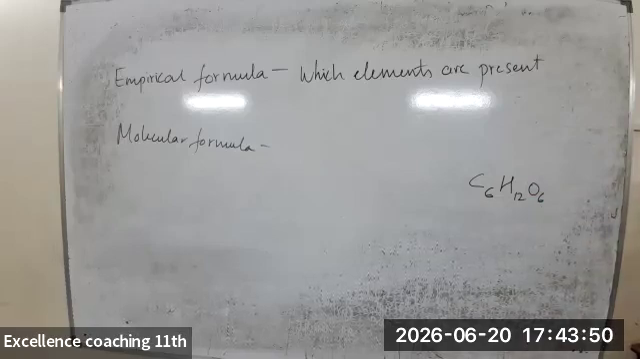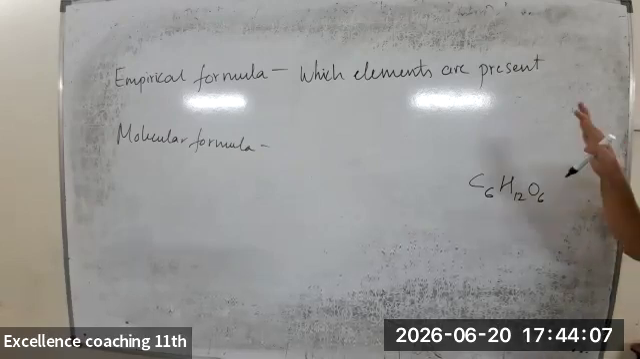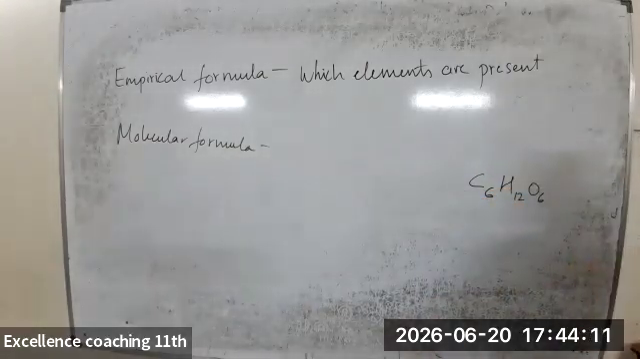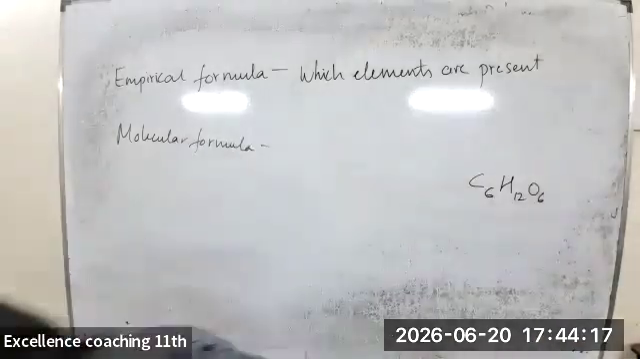So the only difference between empirical formula and molecular formula is that the empirical formula will only tell you the elements which are present. But your molecular formula will tell you the number of elements which are present in that particular compound. Okay, so the difference between both of these is only this much. Basically your molecular formula is more precise compared to your empirical formula.